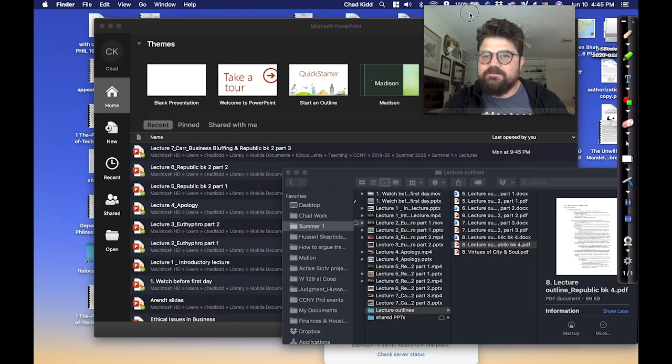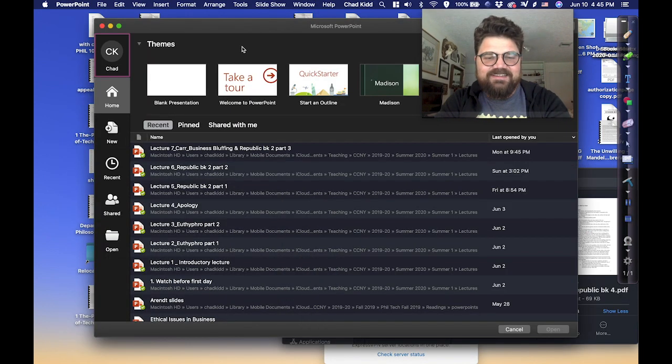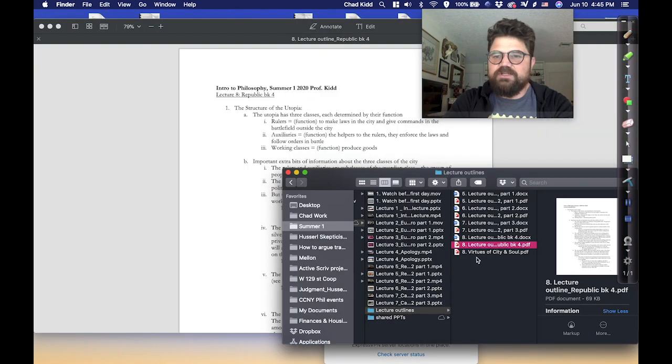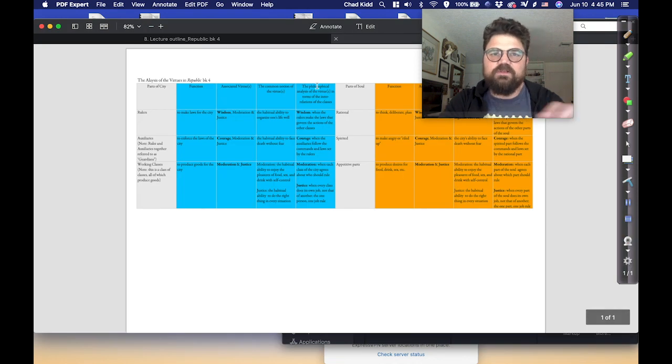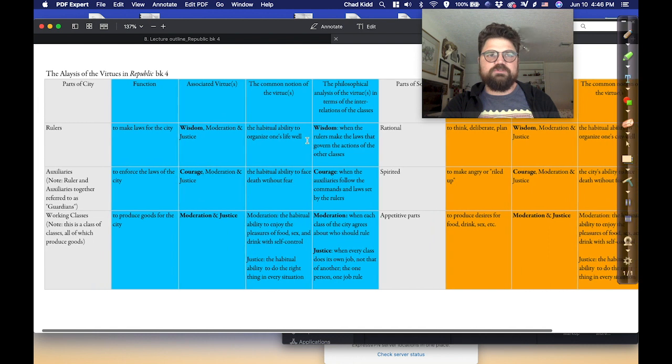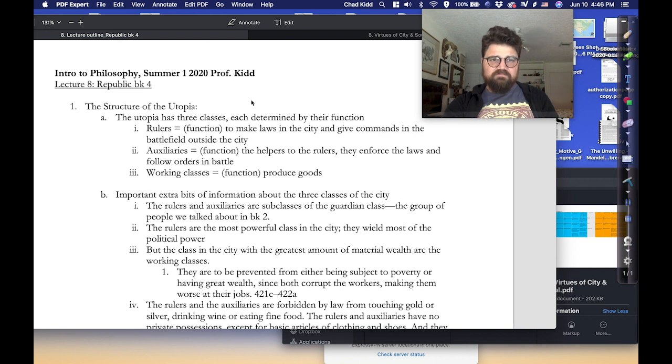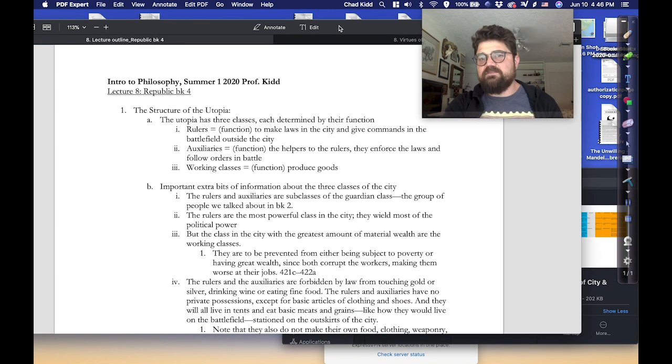Now I'm going to downsize my face a little bit. There we go. Now I'm in appropriate size. And we're going to open up today's two associated handouts. Okay, so this is what they'll look like, right? One is the table that presents the analysis of the virtues in Republic Book 4. And the other is this nice PDF document that is basically the outline of the lecture that I'm going to give today. So I'm going to leave this up here on the screen. You should have it either printed out or available on your screen, and you can annotate this document as we work our way through it.